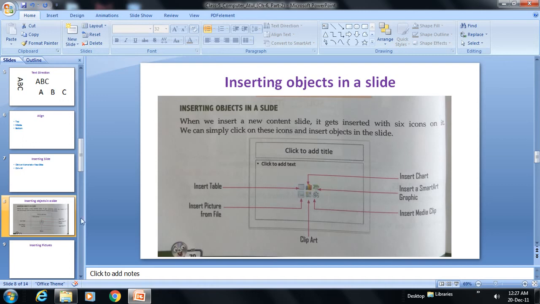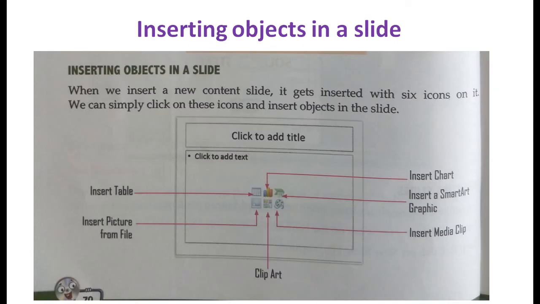So the next option is inserting objects in a slide. When we insert a new content slide, it gets inserted with 6 icons on it. We can simply click on these icons and insert objects in a slide. There are 6 different objects through which we can insert a table from the first option.